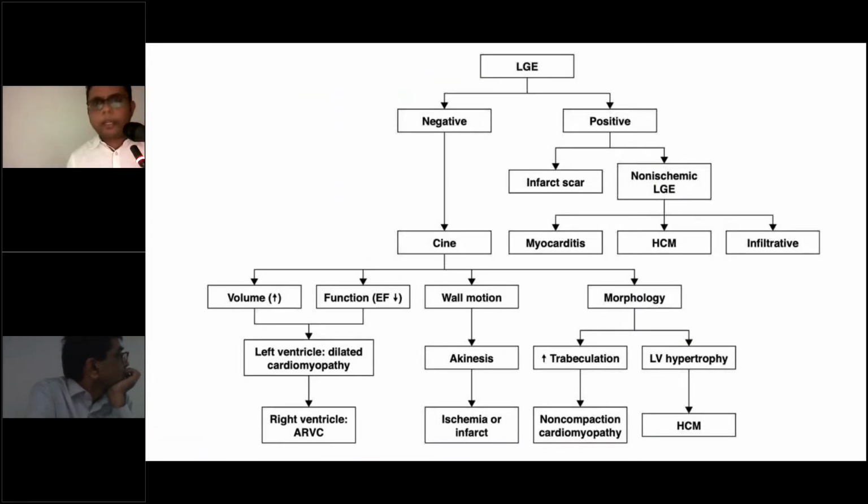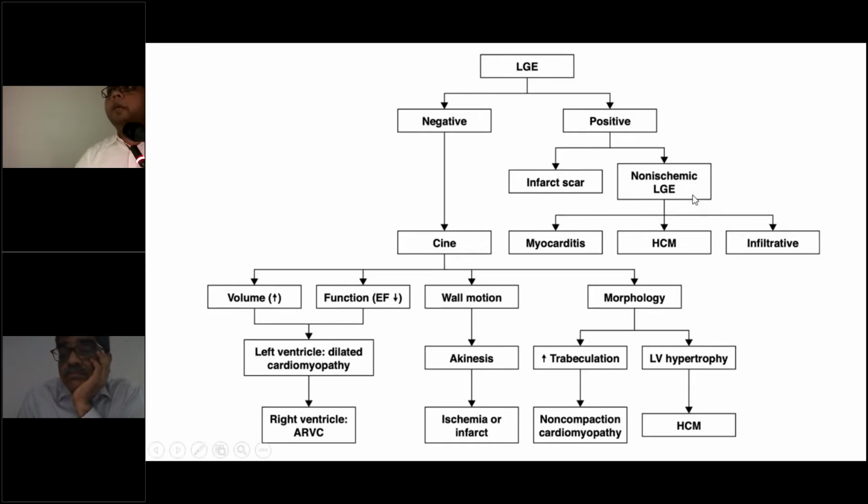So lastly, I would like to show you a chart on how to approach a case of cardiac non-ischemic cardiomyopathy with the help of cardiac MRI. The first set of images we need to look at is the late gadolinium enhancement, and if we find that enhancement is positive, then what is the pattern of abnormalities? If it is an infarct scar, which means it extends from the endo to epicardium, then we are dealing with a case of ischemic cardiomyopathy.